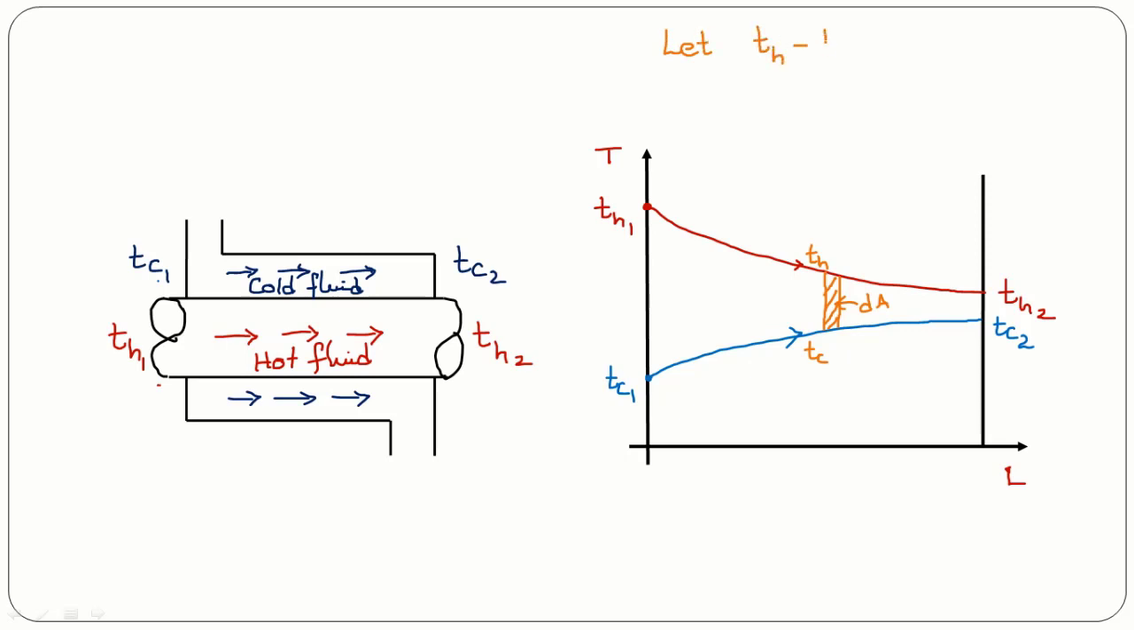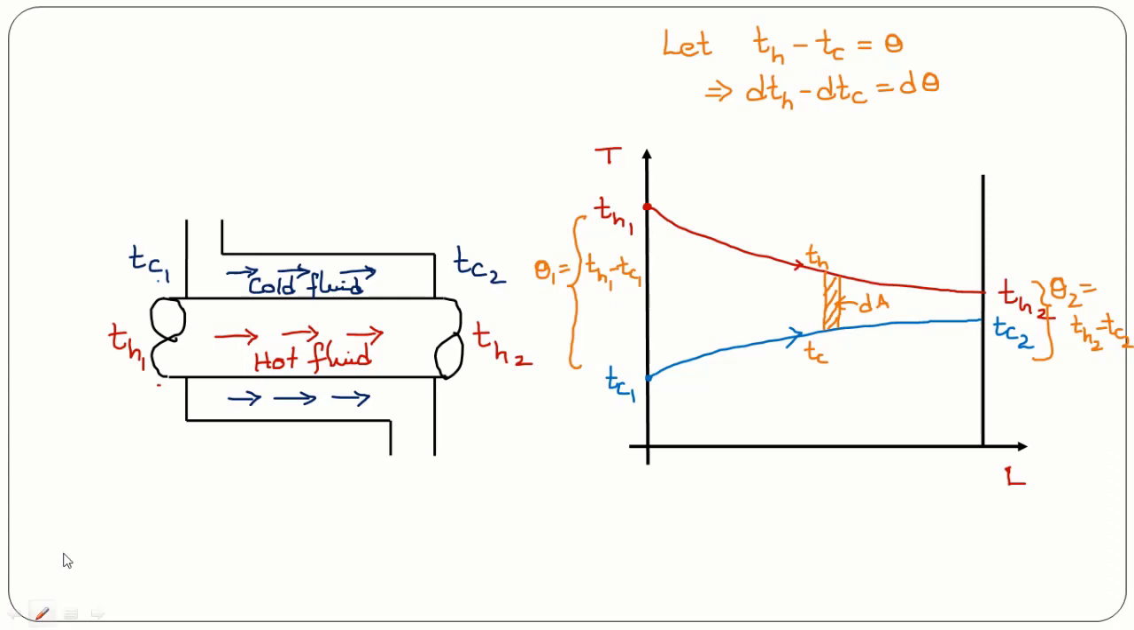Now, let us consider Th minus Tc is equal to theta. So, that implies we can take dTh minus dTc is equal to d theta. As Th minus Tc is theta, here you can consider theta 1 as Th1 minus Tc1, and on this side you can take theta 2 is equal to Th2 minus Tc2.